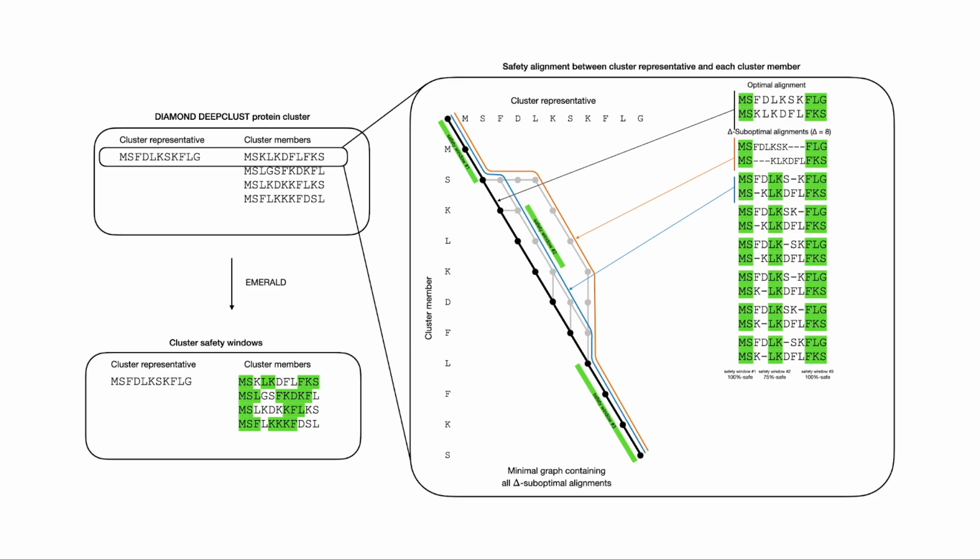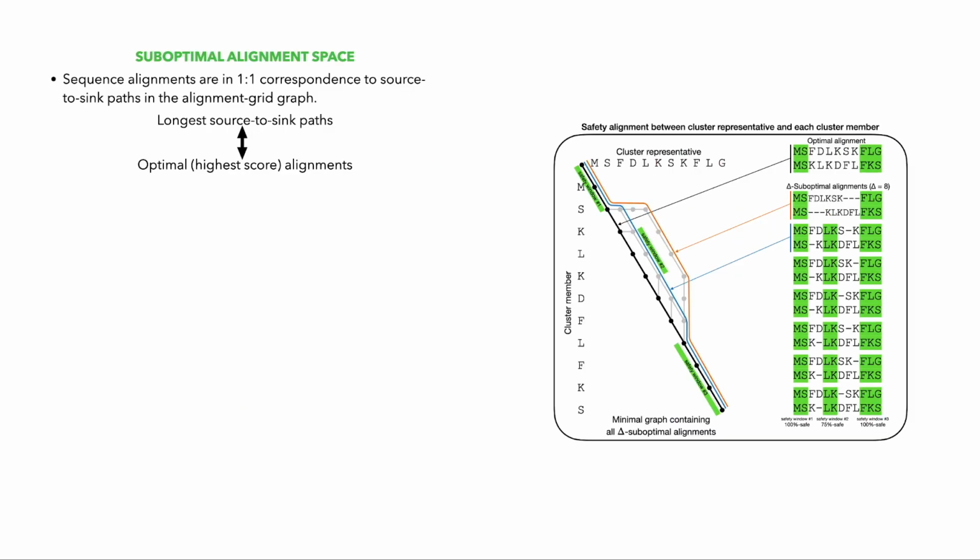We start with a protein cluster where one of the proteins is a representative and all the other proteins are called cluster members. We just define this. And then we align every pair of cluster representative and cluster member, as you can see here on the right. So looking at the right picture here, we explore the suboptimal alignment space.